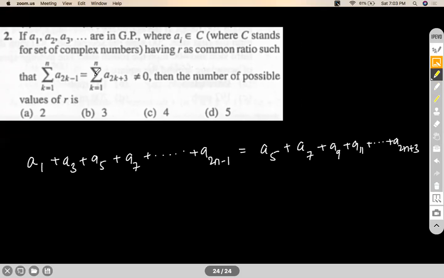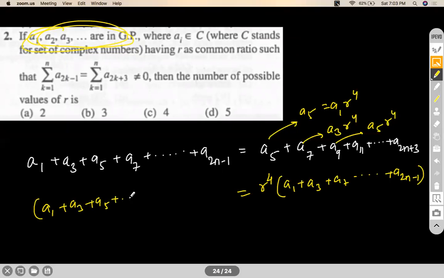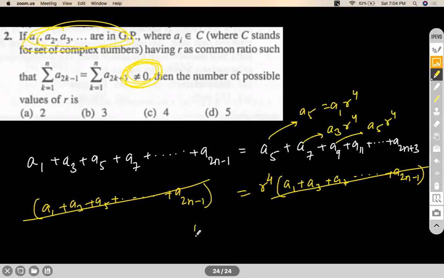Now, we know that these terms are themselves in GP. Right? See here, they're in GP. So can I write A5 as A1 r to the power 4? Can I write A7 as A3 r to the power 4? Can I write A9 as A5 r to the power 4 and so on? That means if I take r to the power 4 common from this, it will be A1, A3, A5, till A2n minus 1. And on this side also we have A1, A3, A5 till A2n minus 1. And we know they are not 0 because they have categorically mentioned that none of these are 0, so they can be cancelled off. That means 1 is equal to r to the power 4, which gives you 4 values of r, which are plus minus 1 and plus minus i.